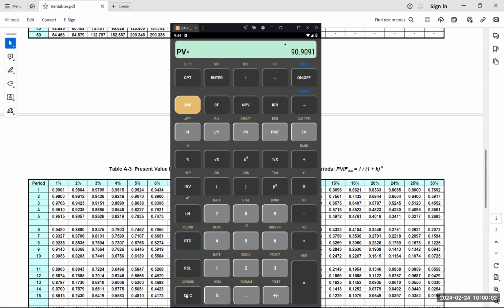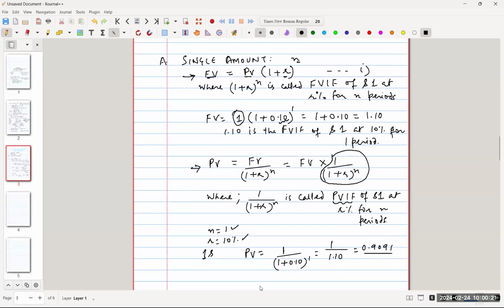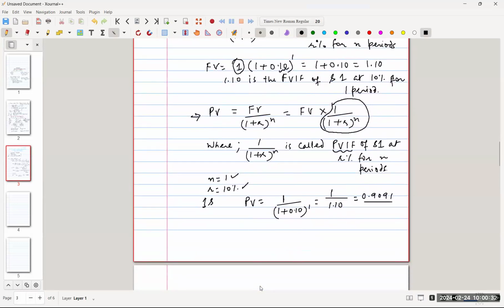Right, so I'm going to clear the display, and then I will not forget to clear the time value memory by pressing the second function and clear TVM. So that now the calculator is ready for the next computation. Right, so we have seen with the case of a single amount how to calculate the future value and the present value, both with the help of the formulae and with the help of time value tables and also with the help of a calculator.